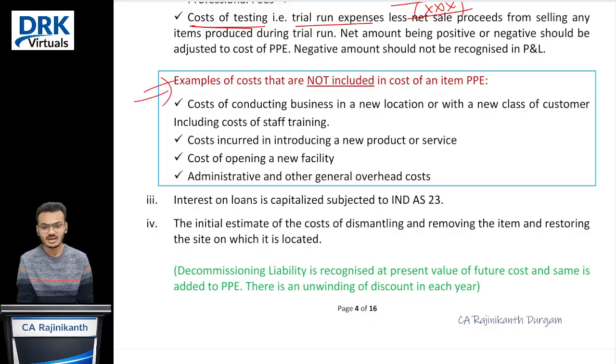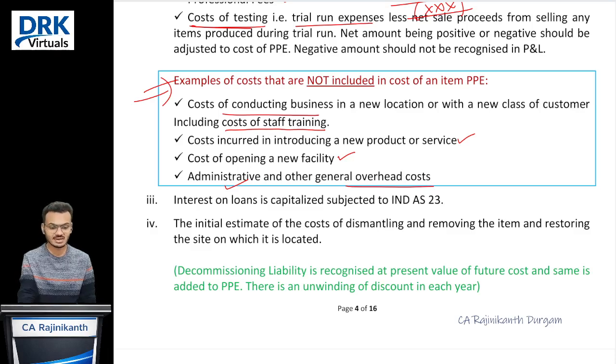What are they? Cost of conducting business. I can say operating expenses. Operating expenses should not be capitalized; they are recognized in profit and loss account as an expense, which includes cost of staff training. Staff training cost also should not be capitalized. Cost incurred in introducing a new product and service, nothing but advertisement expenses and promotion expenses. So that one also should not be capitalized. Cost of opening a new facility, administration expenses, other general overhead costs are also charged to profit and loss account and should not be capitalized, correct?